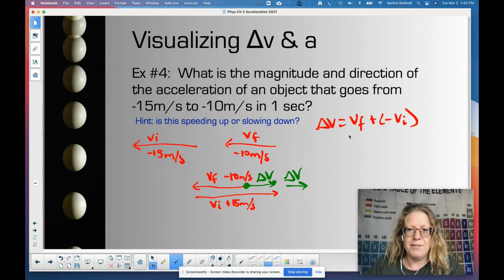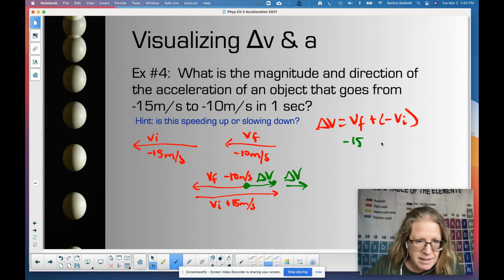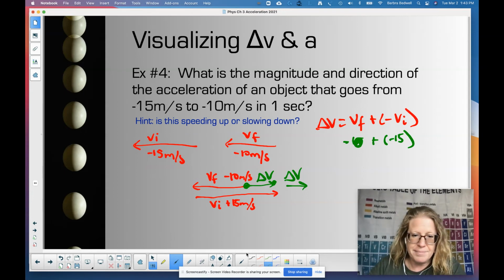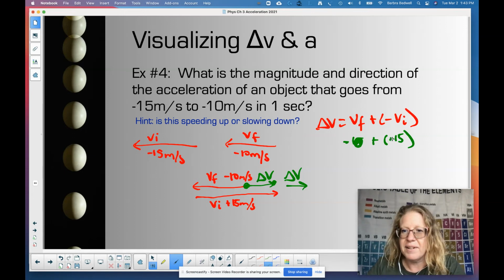It's flipped itself around. So remember, VF is -10, and this is plus -15. What's our answer going to be here? Yeah, we have to switch that around. I have to change the sign of this -15, which is positive 15. There we go. It gives me a final answer of +5 going to the right.